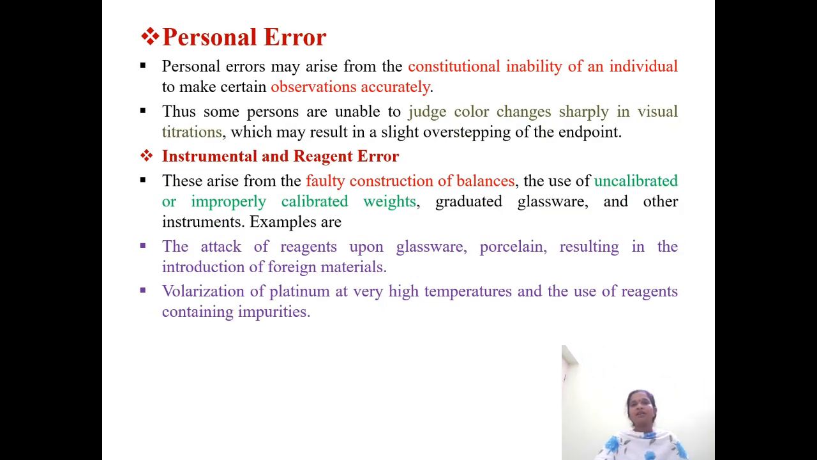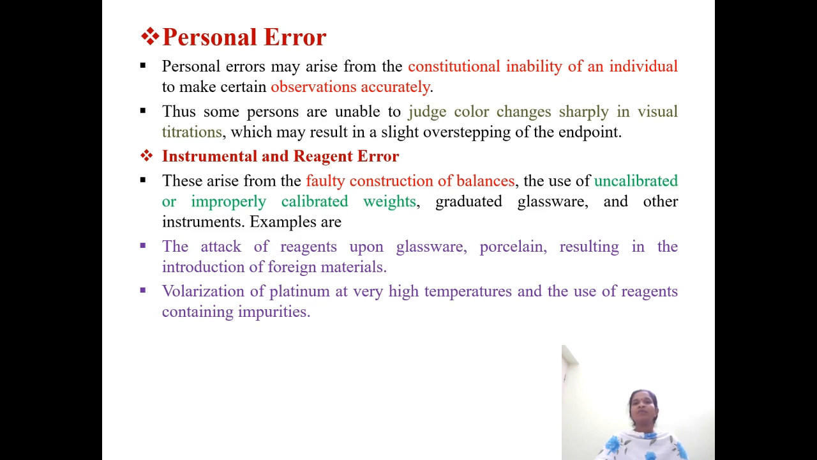The next one is the personal error. The personal error may arise from the constitutional inability of an individual to make certain observations correctly. Thus, some persons are unable to judge color changes sharply in visual titrations, which may result in overstepping of the endpoint.